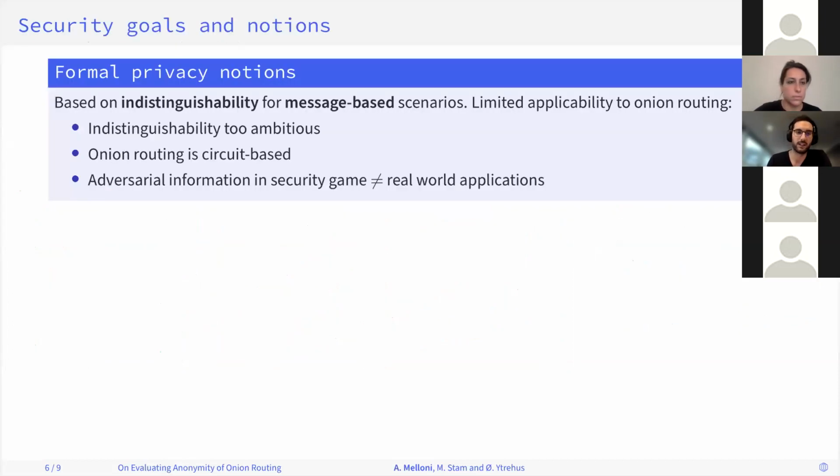There are a lot of different formal privacy notions, but they are usually based on indistinguishability for message-based scenarios. So they have limited applicability to onion routing, because indistinguishability is too ambitious as a goal to be achieved by the protocol in the real world. And the onion routing protocol is circuit-based, not message-based, due to the low latency requirement. The information that the adversary obtains in the security game is quite different compared to what they actually use and exploit in real-world applications.